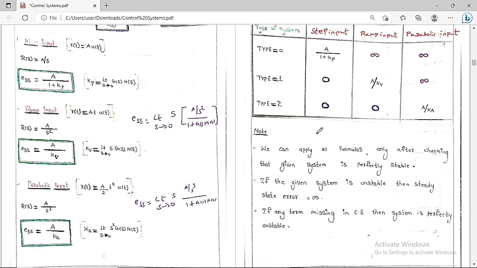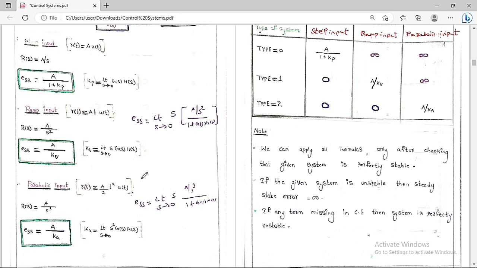Now we'll discuss some more important points. We can apply all these formulas only after checking that the given system is perfectly stable. If you have confirmed that the given system is stable, then only you have to apply these formulas. Otherwise, you don't have to apply them, because if it's an unstable system, then definitely the steady-state error is equal to infinity. So before you apply these formulas, first confirm whether the given system is stable or not. If it is unstable, by default we can say the steady-state error is infinity.